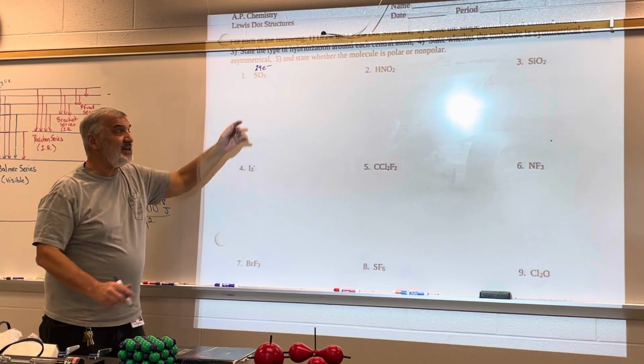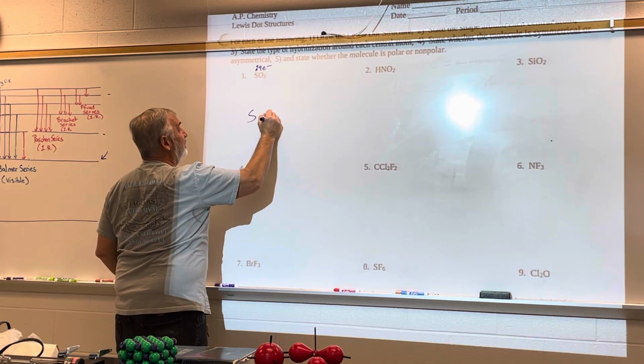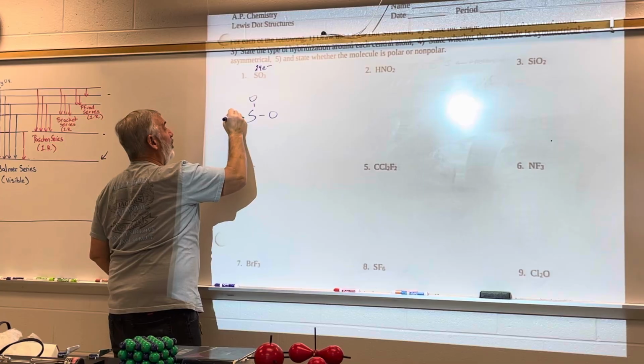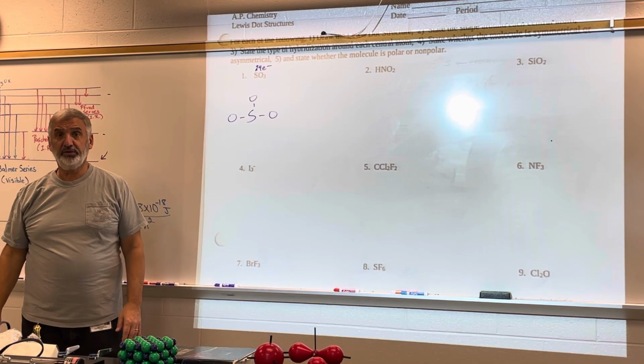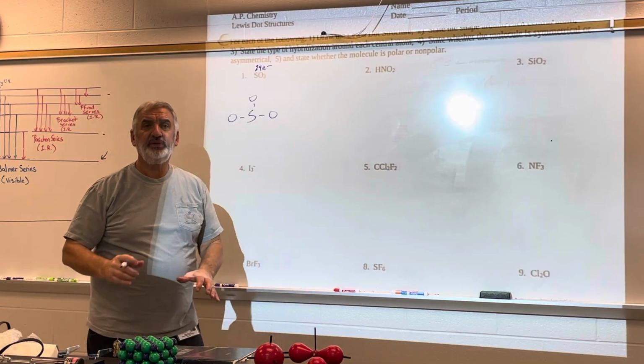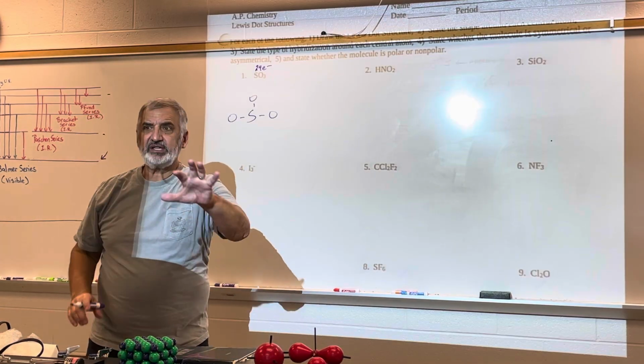In this case sulfur, and then we're just going to build around it with single bonds. Always build with single bonds. And each line represents how many electrons? 2.